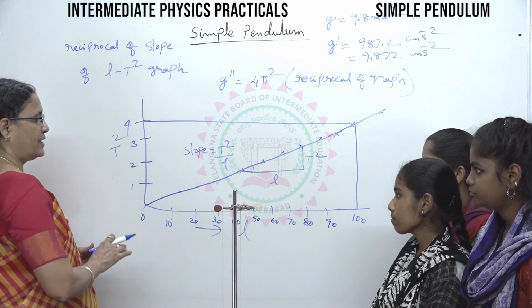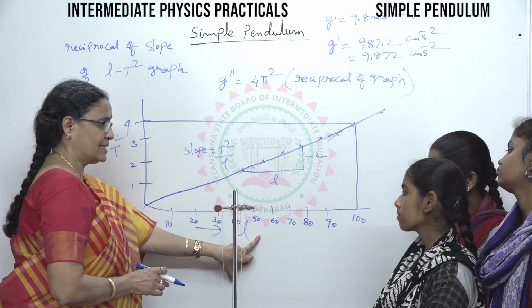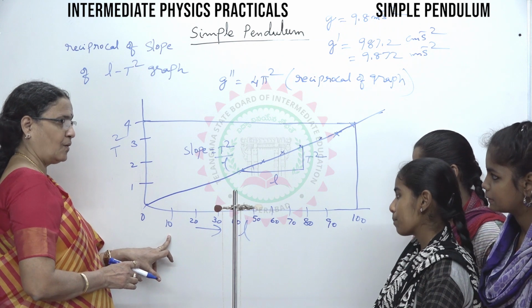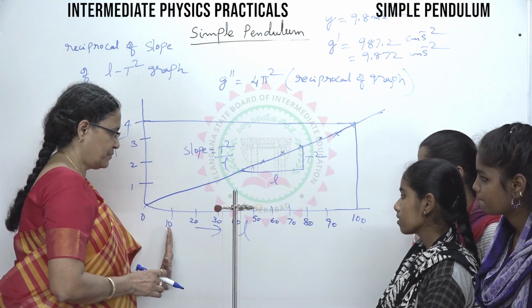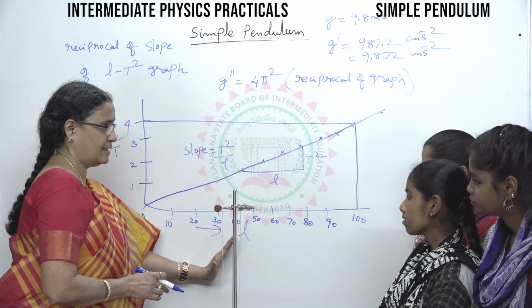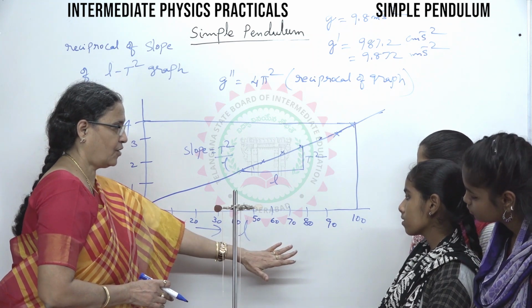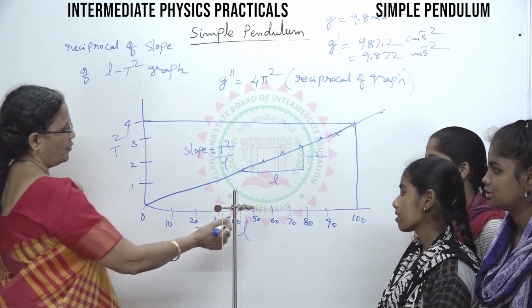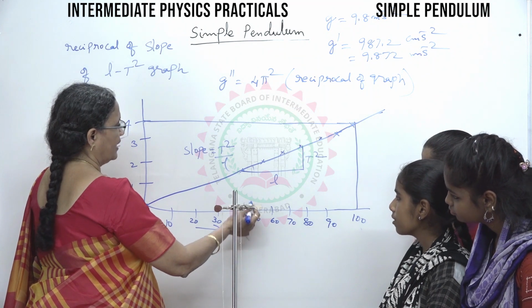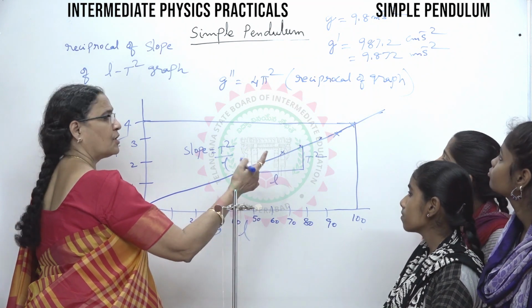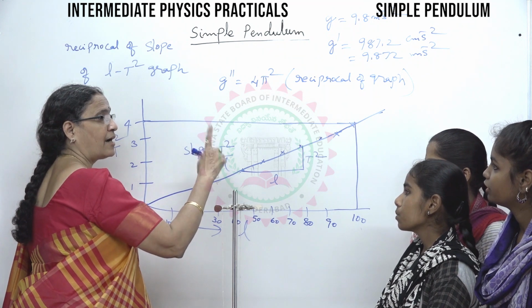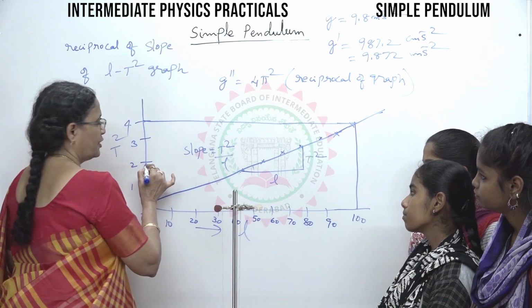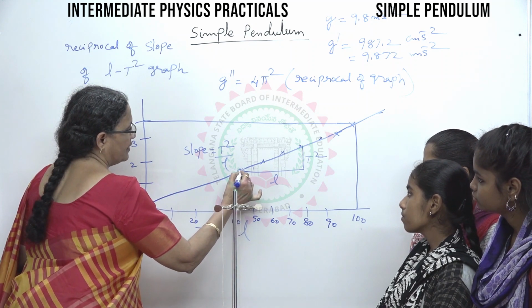Okay. So our first reading is, we started with 50. But don't take 50 here. Start from 10. So in steps of 10 centimeters, I have taken on the x-axis. In steps of 1 second square, I have taken on the y-axis. So for my first reading at 50, recollecting earlier values, I got 1.96 or so. Near to 2 I should get. So this is the point I am drawing.